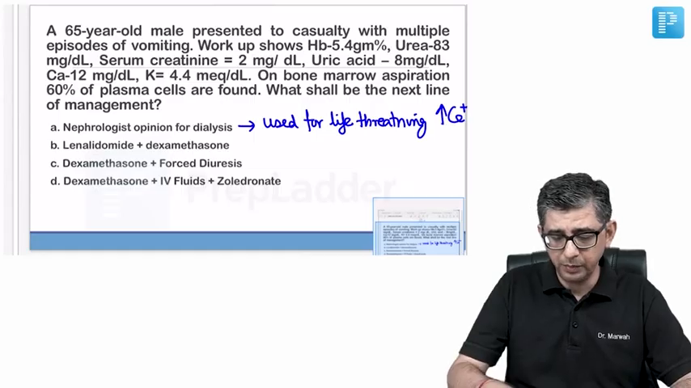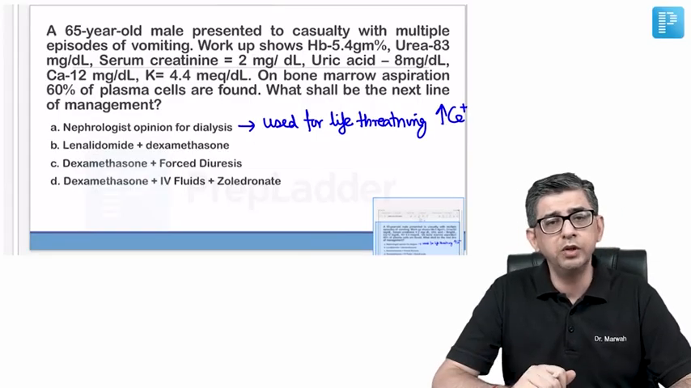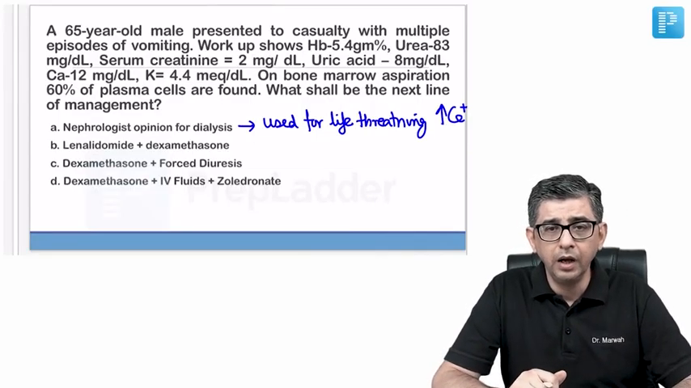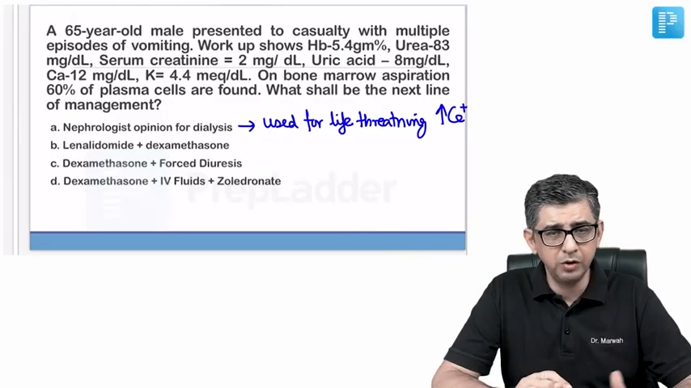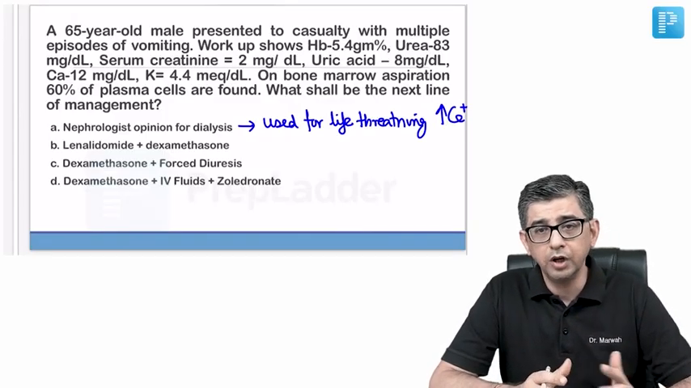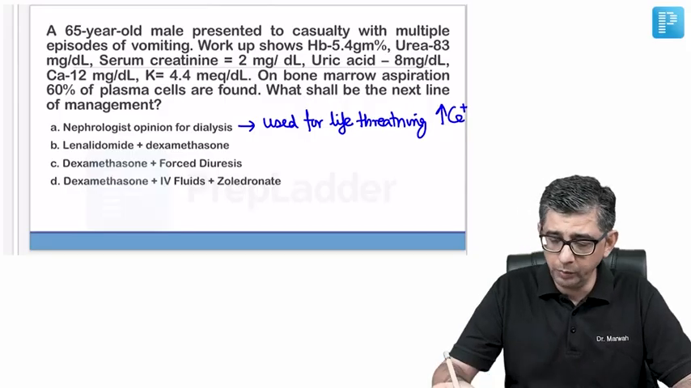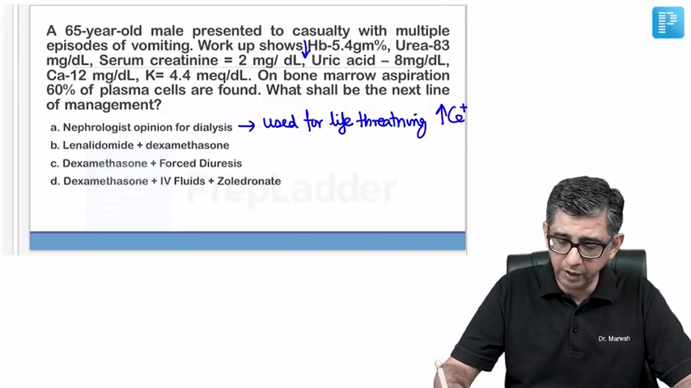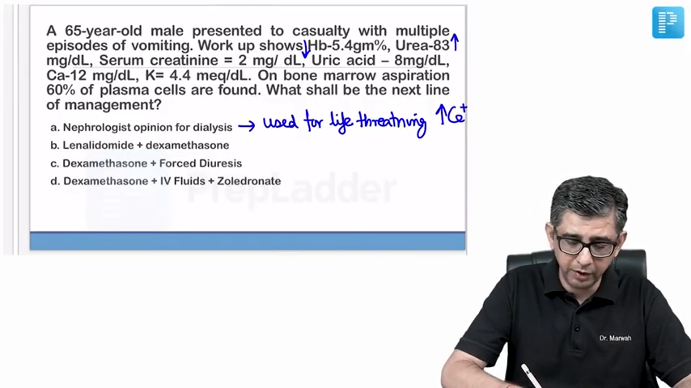This question said that a patient is presented to the casualty with multiple episodes of vomiting, and the moment you read multiple episodes of vomiting, what's clicking in your mind is possible metabolic alkalosis. The workup of this patient shows hemoglobin to be less, urea to be elevated, serum creatinine is also elevated.